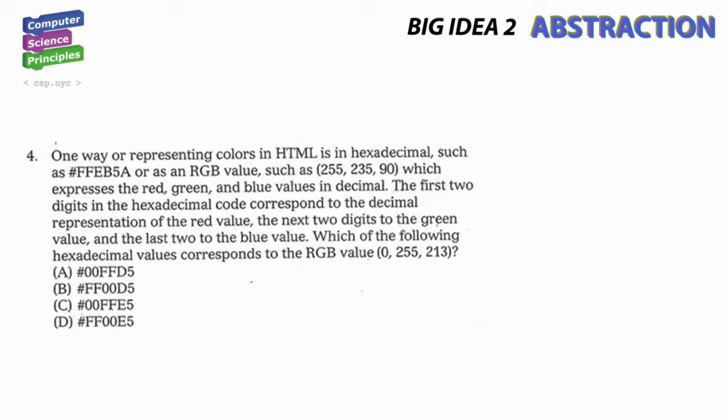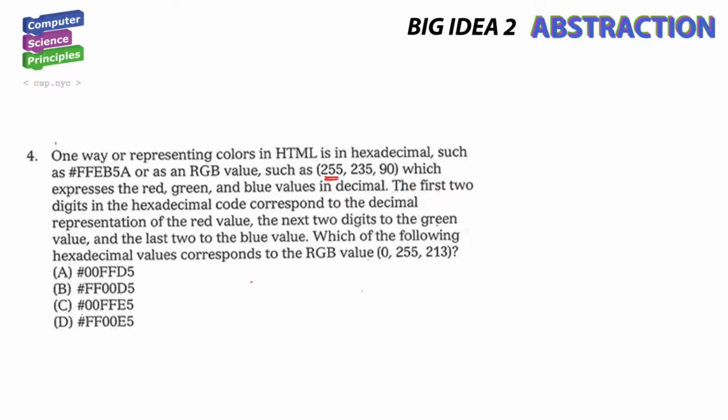Okay, so this is question number 4. It says one way of representing colors in HTML is in hexadecimal, such as FF, EB, 5A, or as an RGB value such as 255, 235, and 90. Now, these express the red, green, and blue values in decimal. So I'm going to just highlight a couple of things. This is the red.